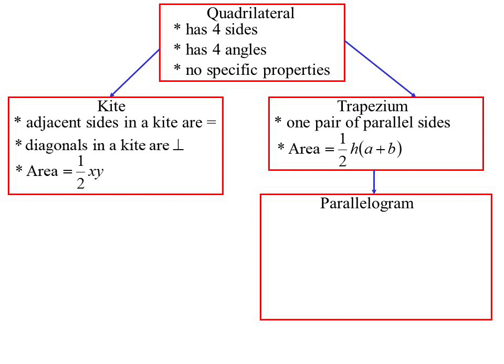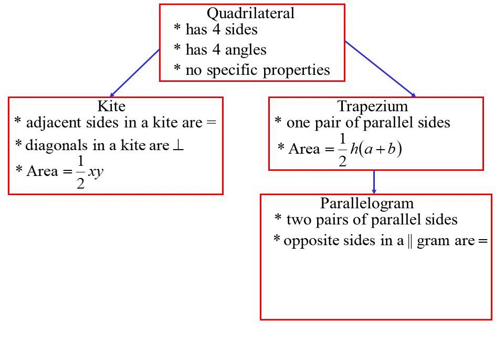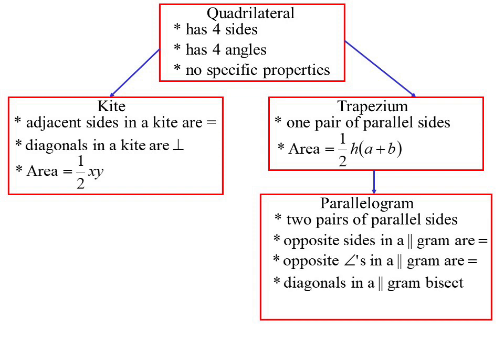Well, from the trapezium we go down to our parallelogram. Now that means you could, if you wanted to, use the trapezium formula to find the area of a parallelogram. But it now has 2 pairs of parallel sides. What do we know? Well, because it's a parallelogram, opposite sides will be equal. It's also true that the opposite angles are equal. Diagonals in a parallelogram will bisect each other. And the area is simply base times height, where height is the perpendicular height.